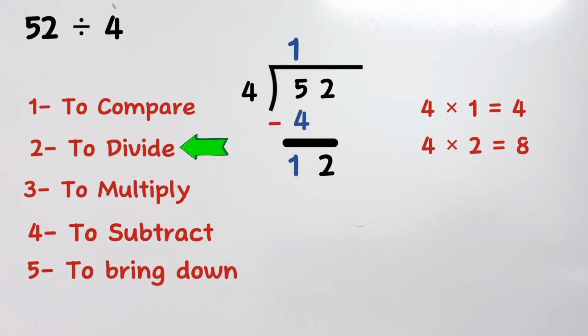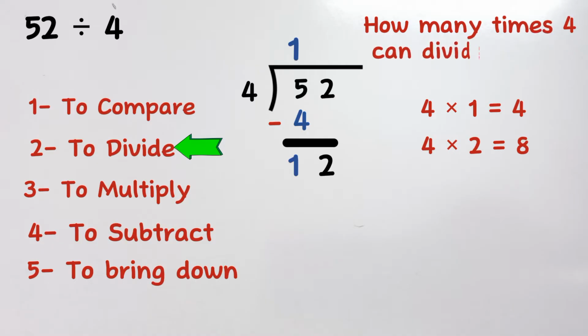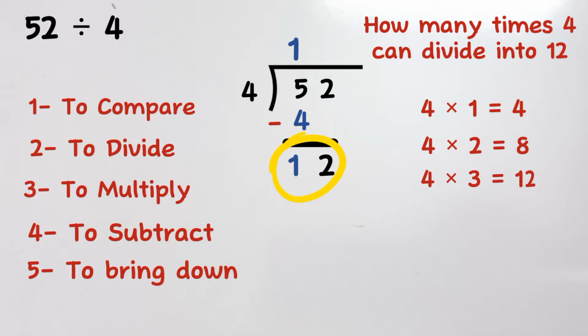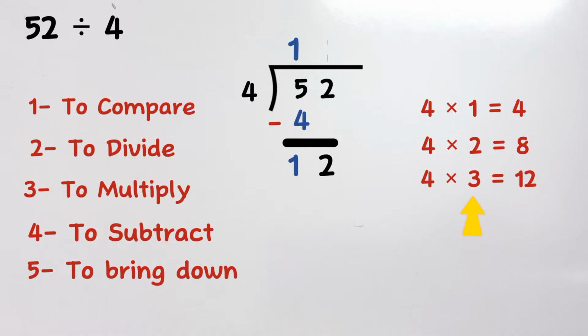The next step is to divide. In this step, we check how many times 4 can divide into 12. For that, we recall the 4 times table and find the product which is equal to or less than 12. Now, 4 times 3 is 12, so we use 4 times 3 equal to 12. Now we write 3 at the top above the digit 2.